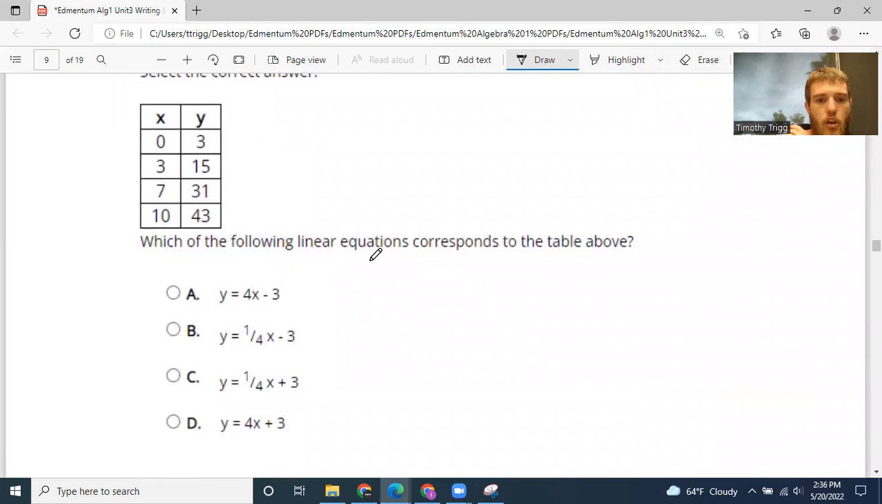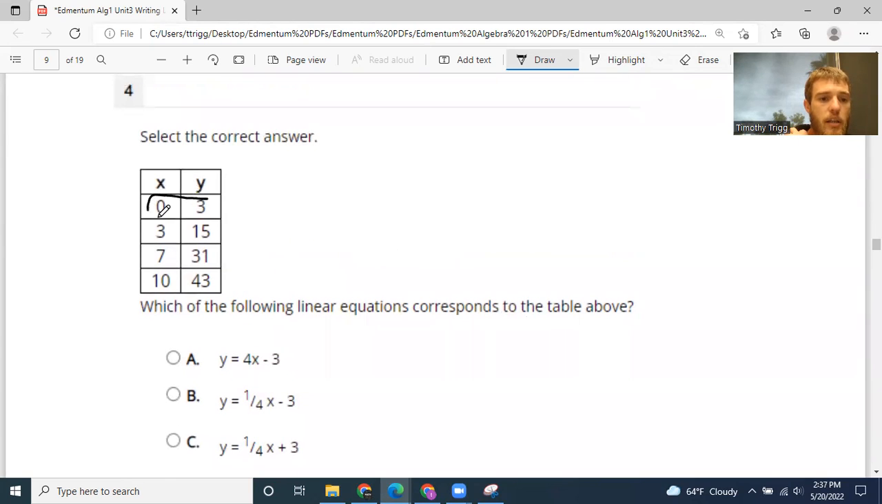Which of the following linear equations corresponds to the table above? Okay, so this right here gives you the y-intercept. So we know our b. We're going to write our equation, y equals mx plus b. This gives you your b right away. And then to find the slope, you can use any 2 coordinate points. I'm just going to use these last 2 here.